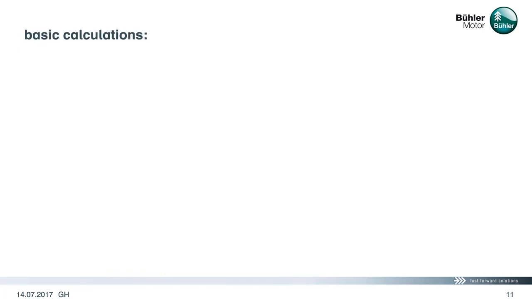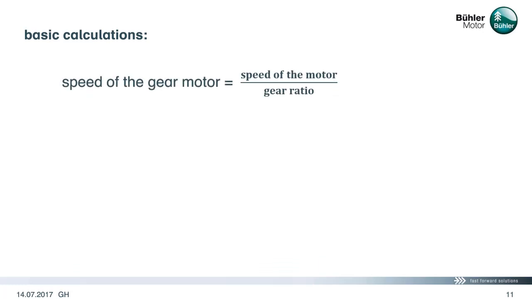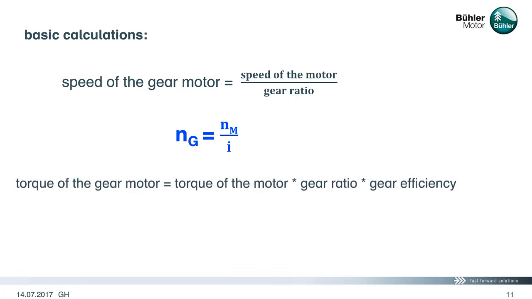There are a few basic calculations we do coming from the motor behavior. At first, the speed of the gear motor is the speed of the motor divided by the gear ratio: N sub G is N sub M divided by i. The second one is the torque of the gear motor, which is the torque of the motor multiplied by the gear ratio and multiplied by the gear efficiency: T sub G is T sub M multiplied by i multiplied by eta sub g.